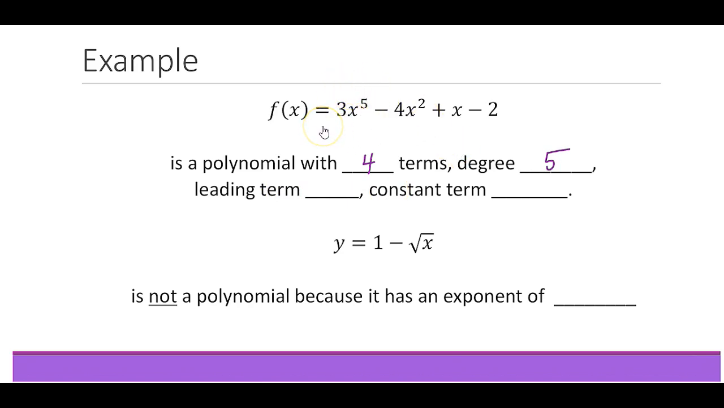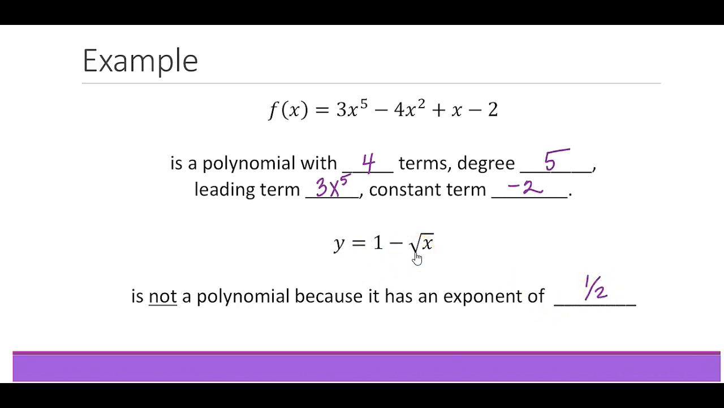The leading term is the term with the highest power or highest degree. So the leading term is 3x to the fifth. And the constant term is the term without a variable. So in this case, it's -2. It comes with the sign. As opposed to the function y equals 1 minus the square root of x, this is not a polynomial because it has an exponent of 1/2. And 1/2 is not a whole number.